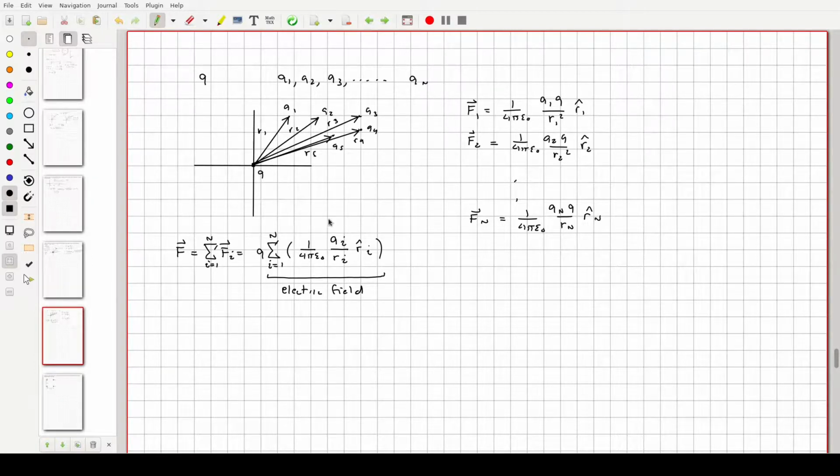Now the act of summing vectors up like this is called superposition. And I'm going to be using this word a lot. So just realize that when I say superposition, I'm talking about the act of adding vectors together. Now, that said, let's do a more complicated example that deals with something similar to this.